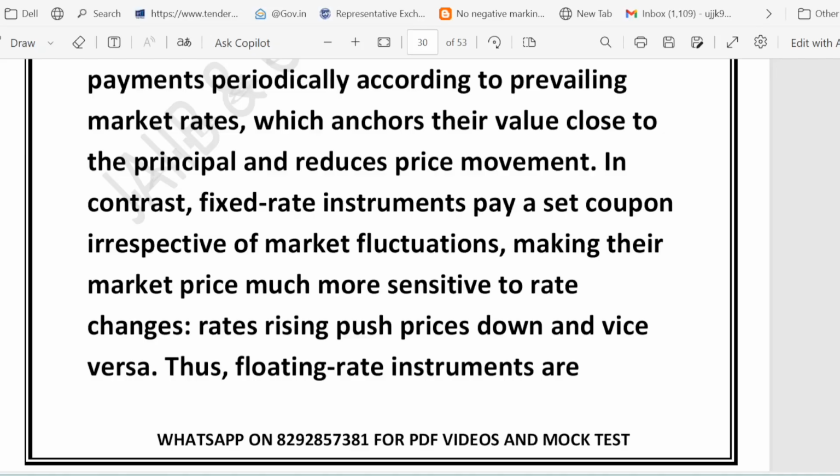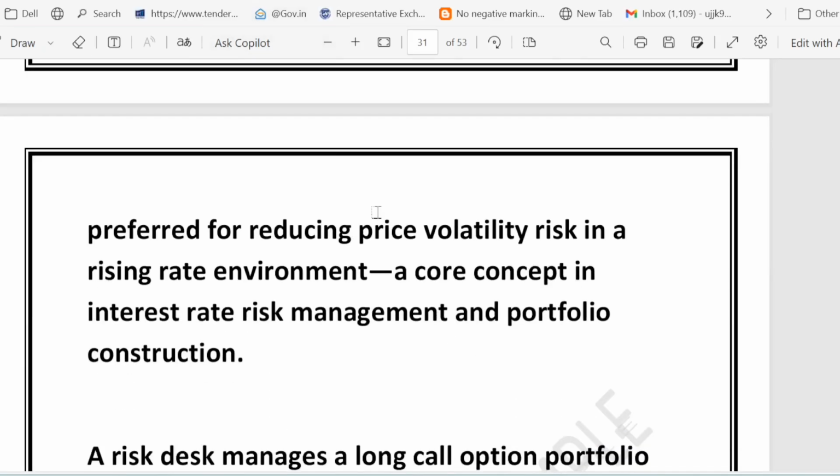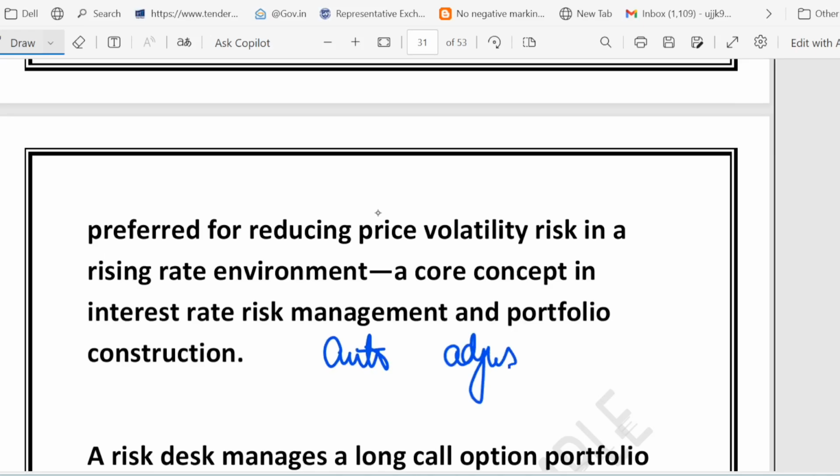So you can think of the floating rate bond like an auto adjusting fan. Just one example to remember it. If the room gets hotter, it speeds up automatically, while fixed rate bonds are like a manual fan. It stays at one speed no matter how hot it gets, so you have to suffer when the environment changes.